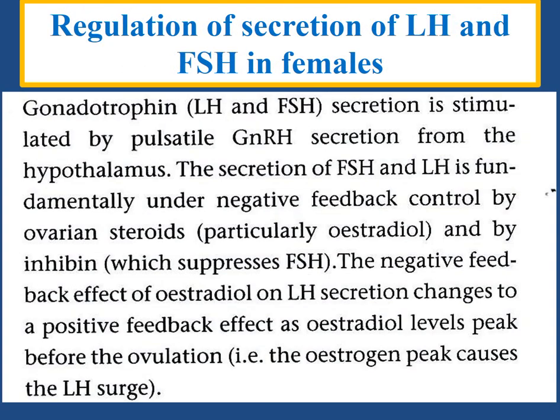Gonadotropins, LH and FSH, secretion is stimulated by the pulsatile GnRH secretion from the hypothalamus. The secretion of FSH and LH is fundamentally under negative feedback control by the ovarian steroids, particularly estradiol, and by inhibin, which suppresses FSH. The negative feedback effect of estradiol on LH secretion changes to a positive feedback effect as estradiol levels peak before ovulation. For example, the estrogen peak causes the LH surge.